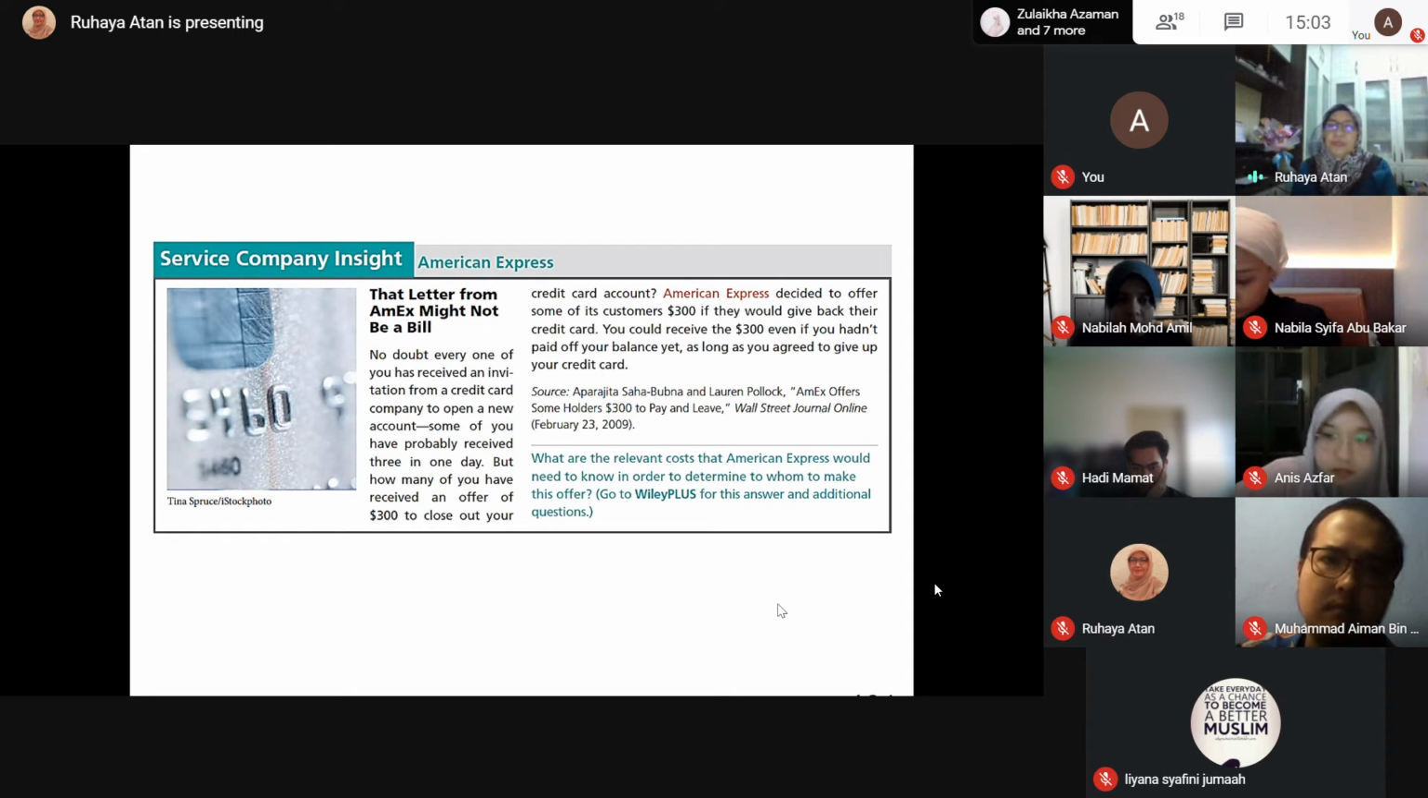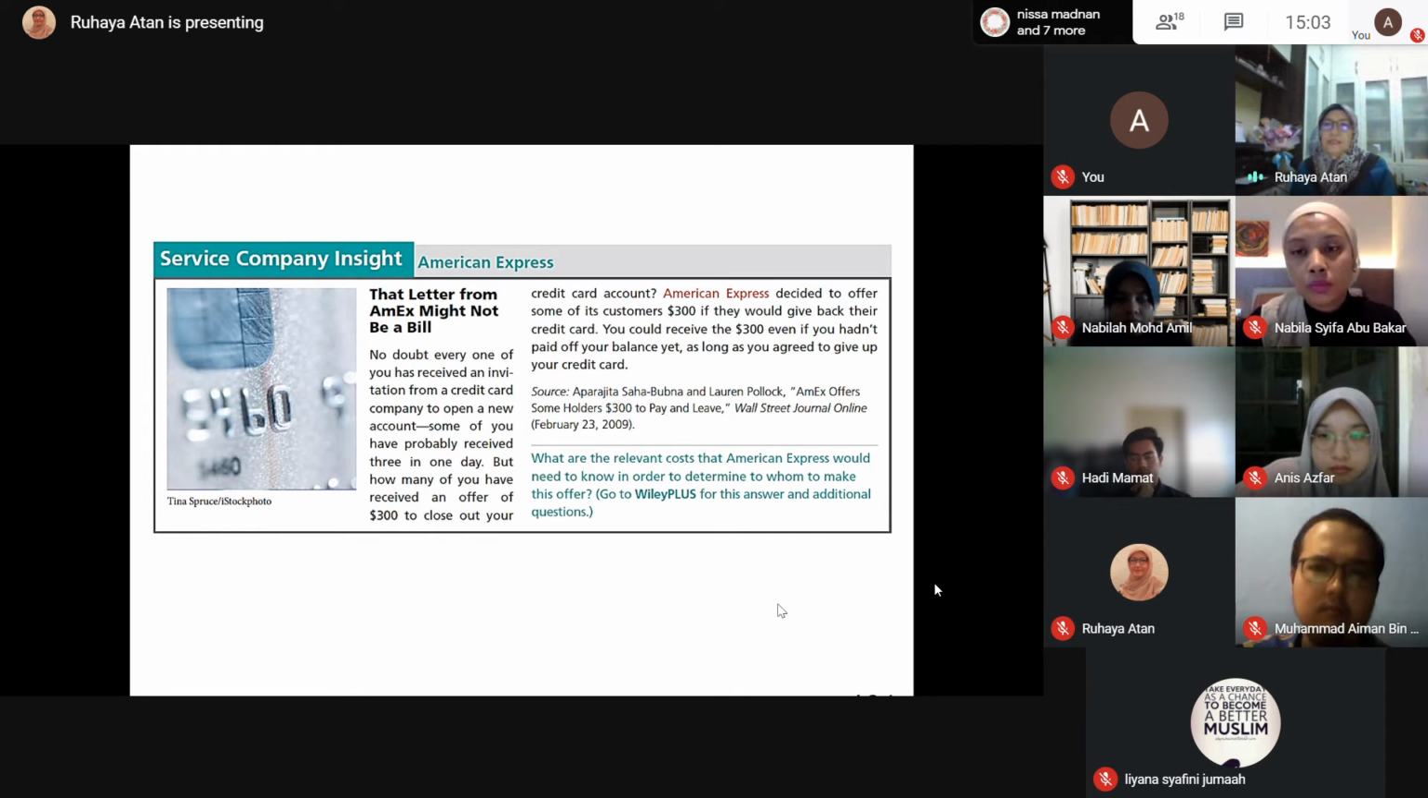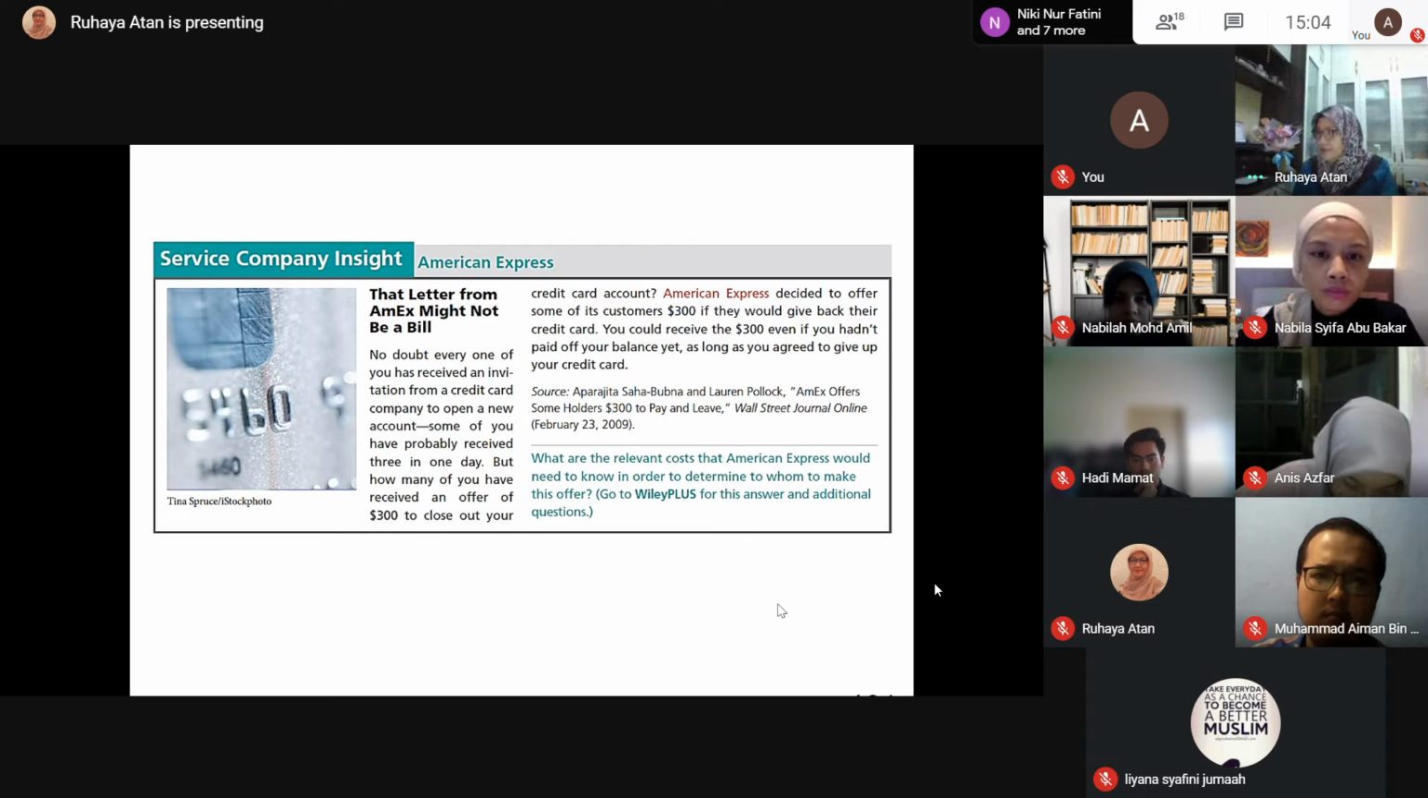So remember, this is a service company. American Express decided to offer some of its customers $300 if they will give back their credit card. So you could receive the $300 even if you hadn't paid off your balance yet, as long as you agreed to give up your credit card. Would you like to get $300 and close your credit card account? What do you think?